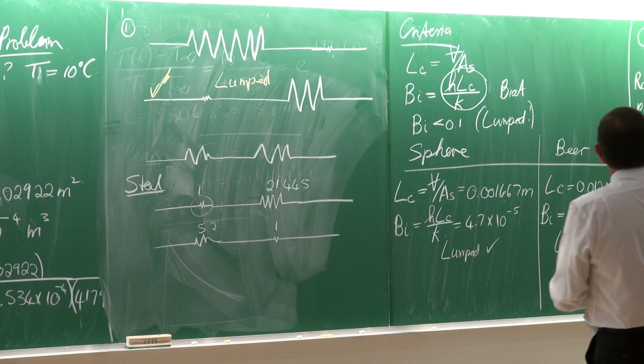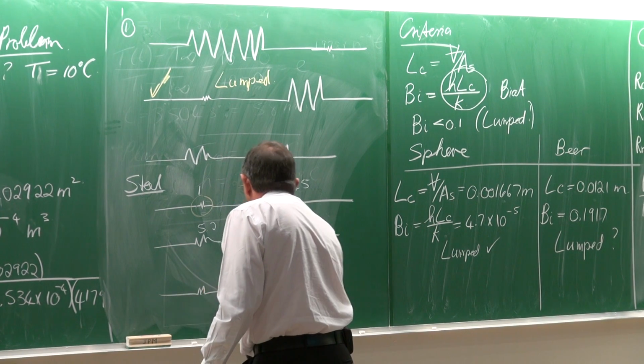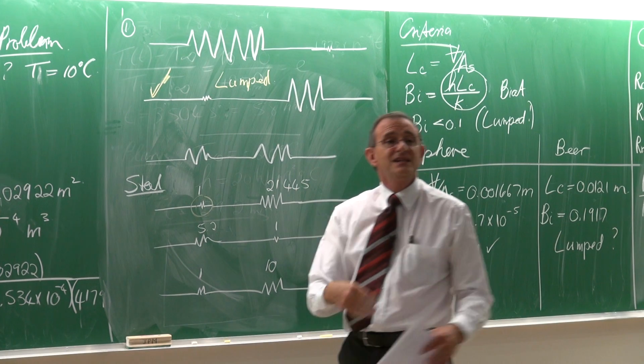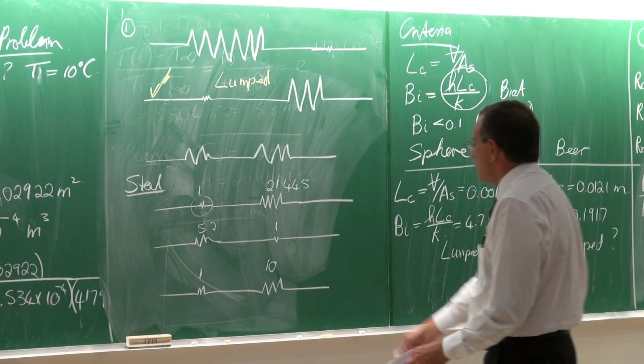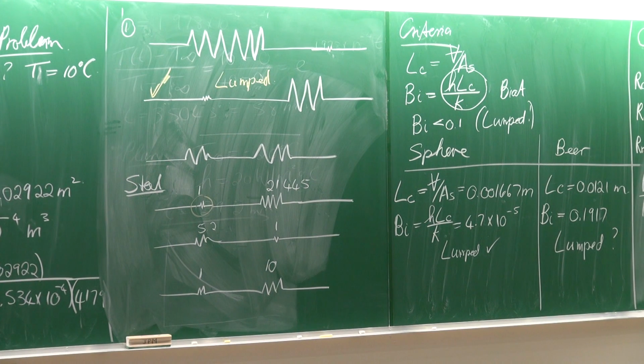So where does the 0.1 come from? It comes from 1 to 10. But it is an arbitrary choice. It's not a law. So there will be many cases where you're maybe close to this, where you can still use the lumped system approach and get reasonable answers.